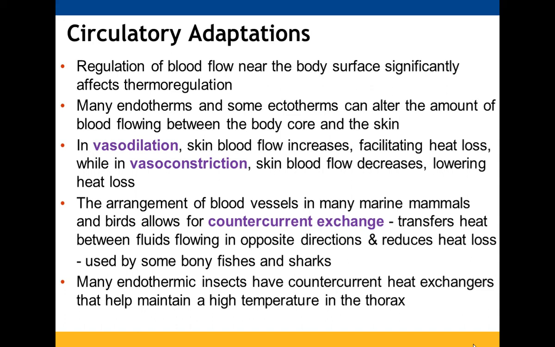And then this final one: endothermic insects have countercurrent heat exchangers that help maintain a high temperature in the thorax. You need that high temperature to be able to fly. By taking in the heat and centralizing it around the thorax, it's going to be able to fly, as opposed to if the heat is not centered in that thorax and is spread throughout the body, then it's more likely to stay on the ground. We actually use countercurrent exchangers with our kidneys.